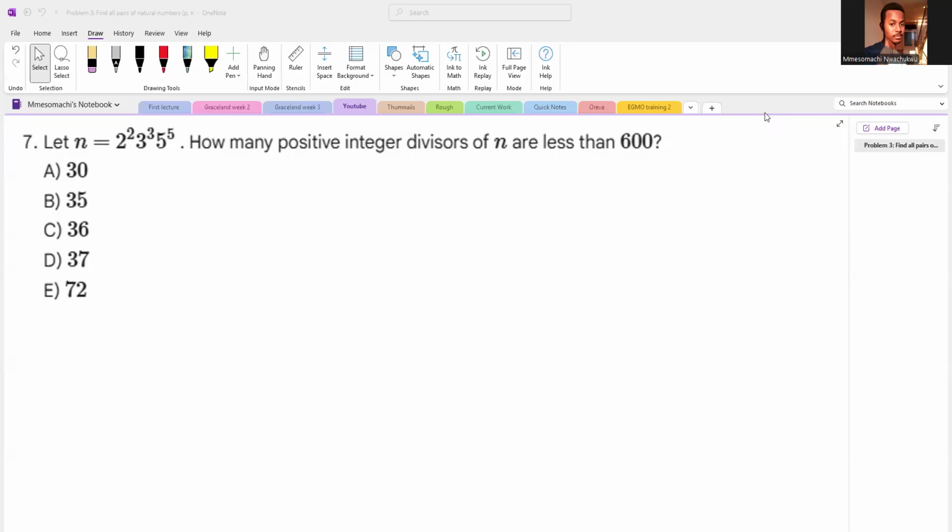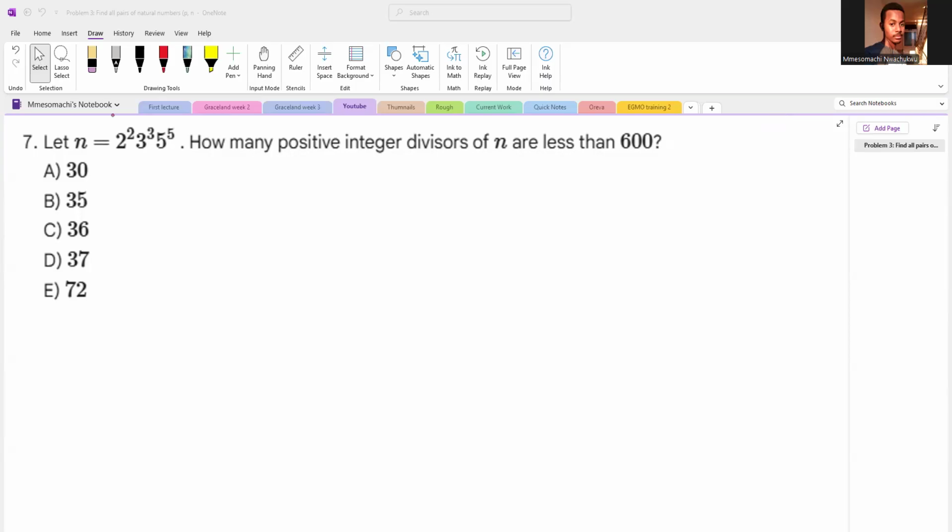In this video, we'll be looking at the seventh problem from the Special Maths Contest 2024 first round. It says, let n be equal to 2 squared times 3 cubed times 5 to the fifth power. How many positive integer divisors of n are less than 600?